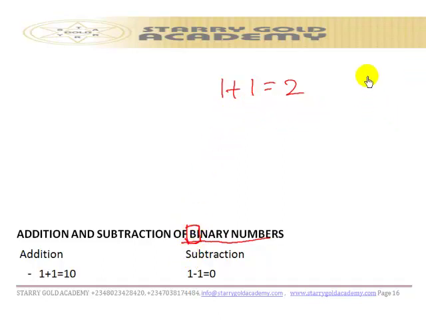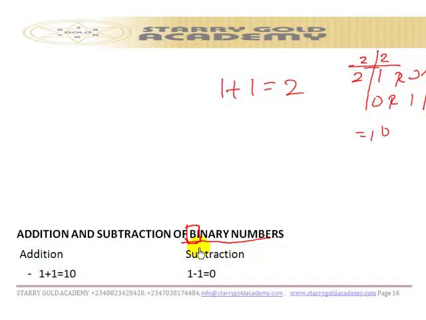But we don't say 2 in base 2 because the highest number is 1. Base 2 numbers or binary numbers deal with only zeros and 1. So what do we do? We convert that 2 to base 2. If you convert 2 to base 2, you have 10. That is why 1 plus 1 is regarded as 10.